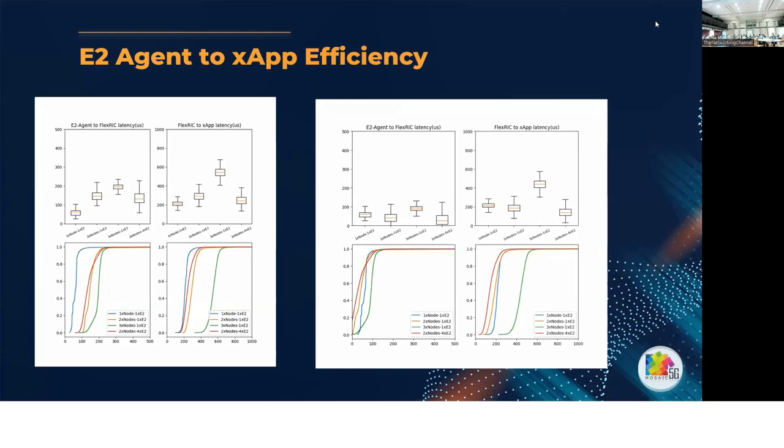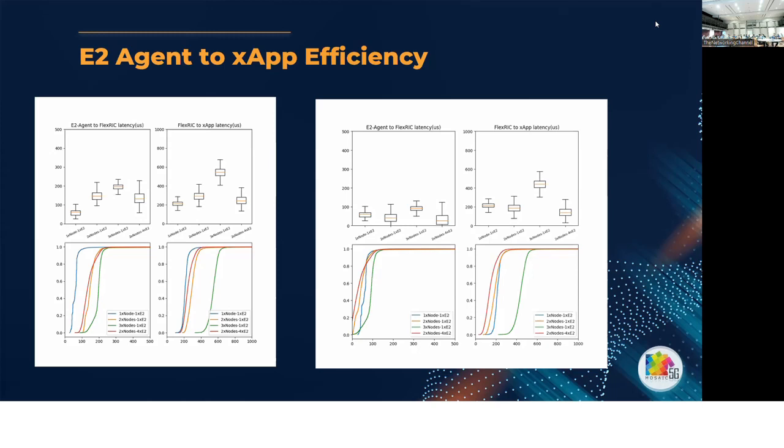And you see here we have 1 E2 node, 2 E2 node, 3 E2 node. I cannot actually read here. So E2 agent to FlexRig latency, and this is FlexRig to xAPP. So this is one part of the delay, and this is another part of the delay. And here the values are in microseconds.